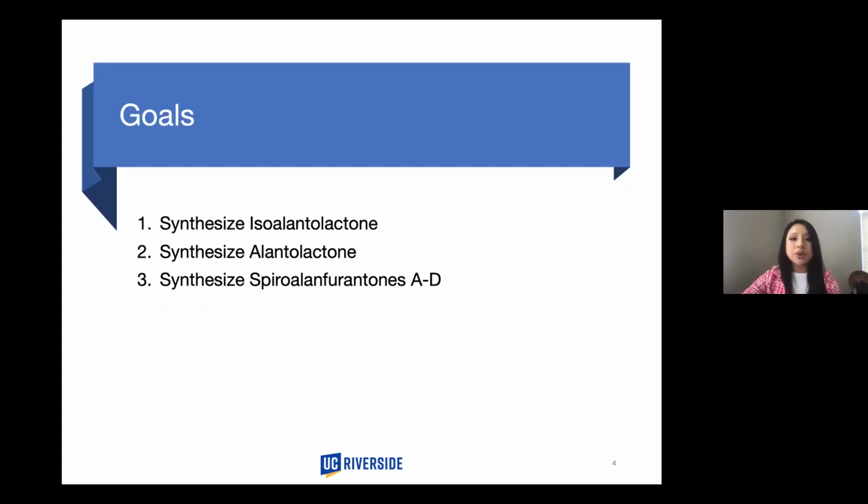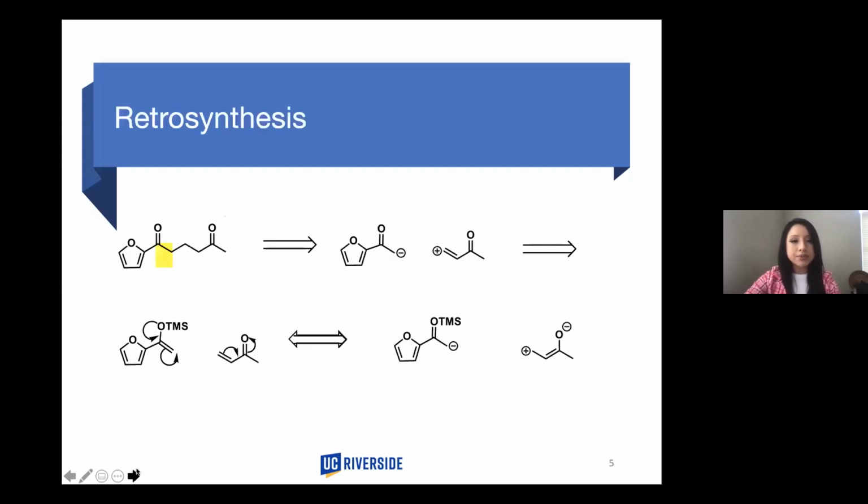Now in order to synthesize the isoallantalactone, we require an intermediate known as 1,5-diketone. So in order to produce this intermediate, we use retrosynthesis, which just means you're working backwards, basically. So we take this product here, the diketone that we're looking for, and right where I have it highlighted, we create a break in the bonds. So this forms an electrophile and a nucleophile. This being the nucleophile, and this is the electrophile.